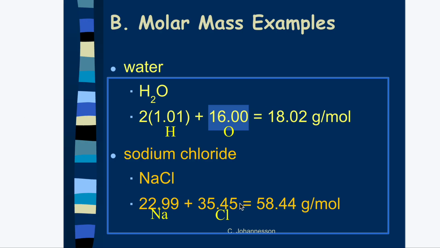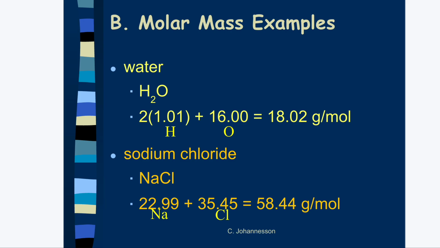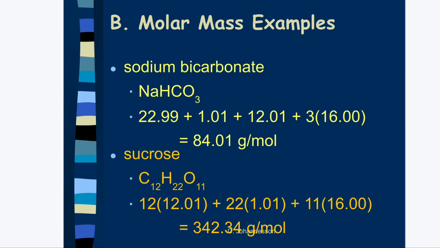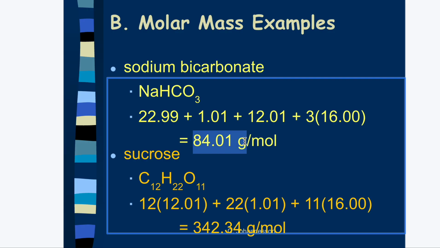Again, this is going to be the same way. I'm not going to go over that one. If you are curious, you can pause and work that one out on your own. Same for this. We're just going to have to add up each of these elements, find the mass on the periodic table, and you're going to add them up. And that's where we get this right here. The only thing that's different is instead of 84.01 grams, we have 84.01 grams per mole.